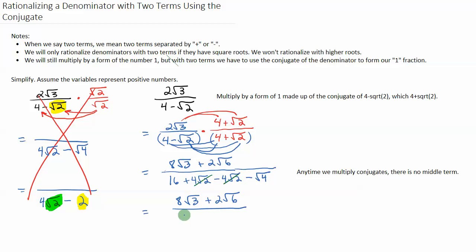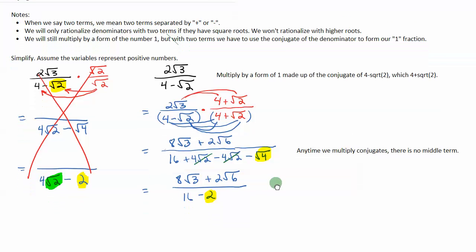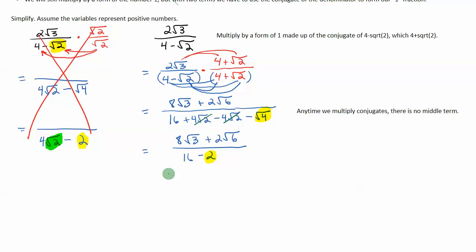And on the bottom I have 16 minus the square root of 4, but the square root of 4 is just 2. So I have 16 minus 2. Well, let's keep going. I can certainly subtract 2 from 16. So I get 8 square root 3 plus 2 square root 6 over 14. And now I want to see if this fraction reduces.